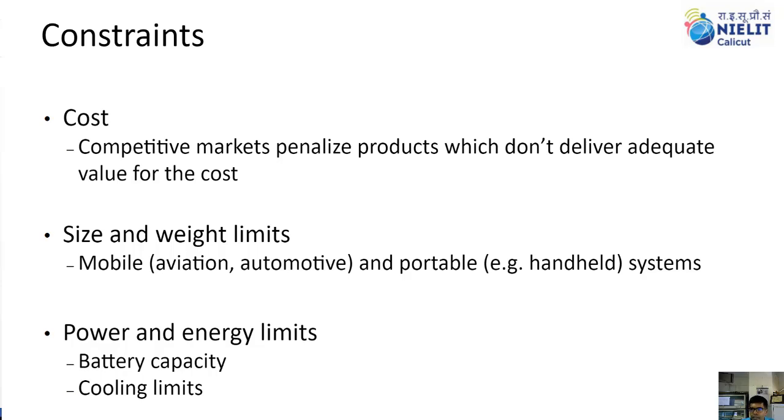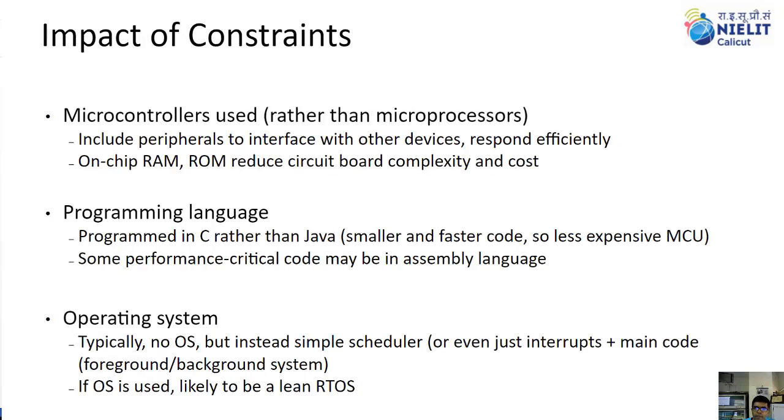Because a mobile phone is a handheld device, there is a typical weight required, so the product weight should not be increased beyond that limit. And as I mentioned, power and energy limits, because most embedded handheld devices are battery operated devices. So battery capacity matters, and if you increase the capacity too much, cooling limits are very important. So power and energy limits are another constraint for embedded systems.